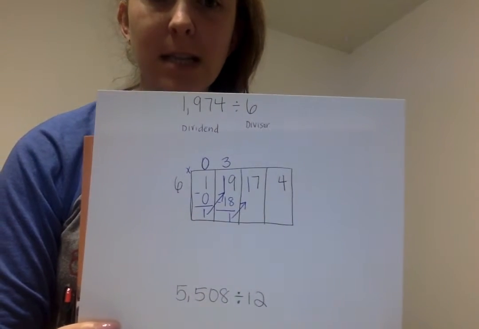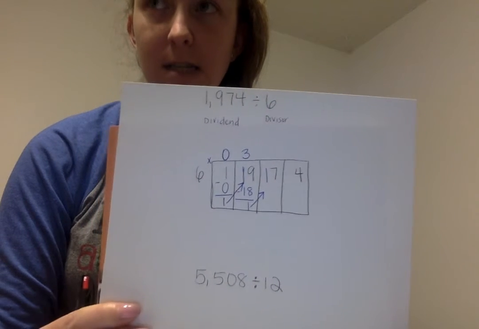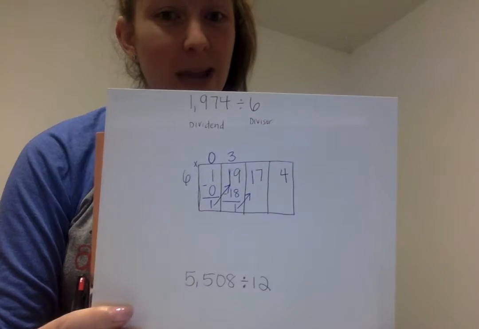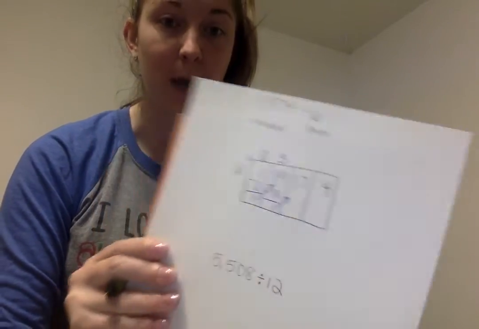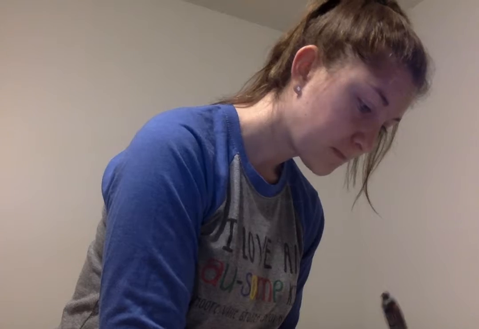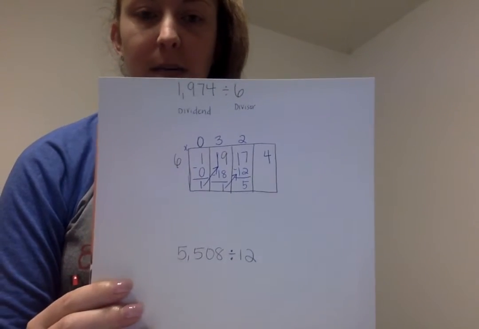How many times can 6 go into 17? Again, 6 times 1 is 6, 6 times 2 is 12, 6 times 3 is 18. This time 18 is too big, so I have to bump it back. So that one is going to be a 2. I put my 2 on top. I know that 6 times 2 is 12. I subtract, and I get 5 left that time. So again, my 5 has to go up and over to my 4.